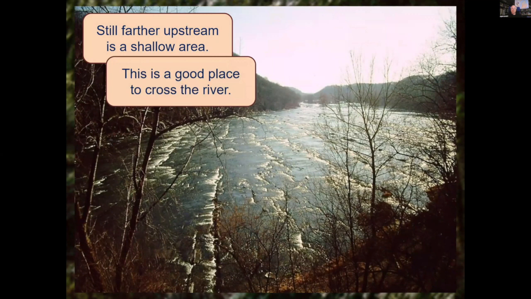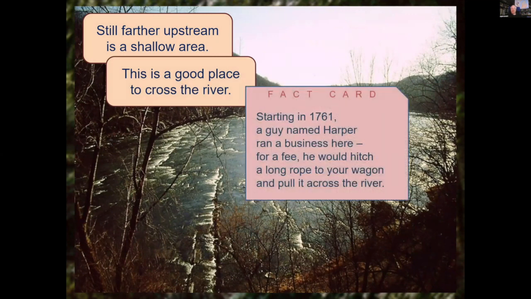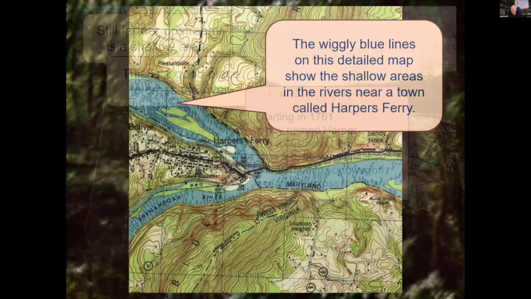It's such a great place to cross the river that starting in 1761, a guy named Harper ran a business. And the business was real simple. You want to cross the river? Tie your wagon onto my rope. I'll pull you across. Pay me $1. That is Harper's Ferry.